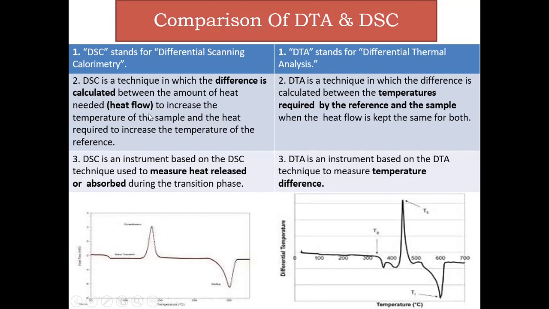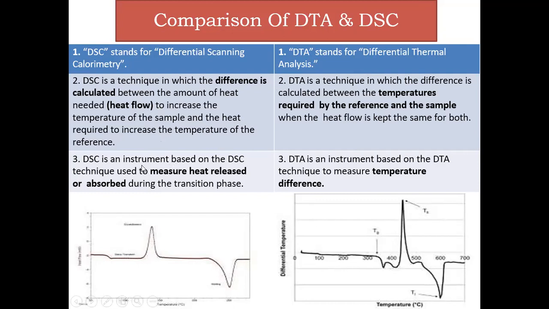So how much heat is needed to increase the temperature is measured, whereas in DTA, the difference is calculated in the temperature required by the reference and sample when heat flow is kept the same for both. So they look similar, but there is a difference between DSC and DTA.